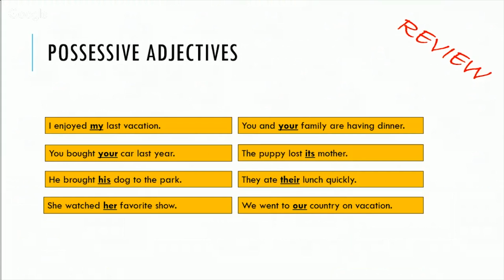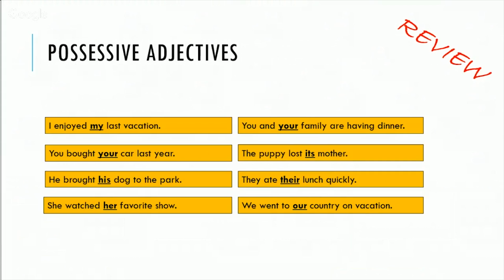So, I enjoyed my last vacation. My is the possessive adjective, and it described the last vacation as belonging to me or I. Number two, the second sentence. You bought your car last year. Your is a possessive adjective. It describes the car as belonging to you, right?